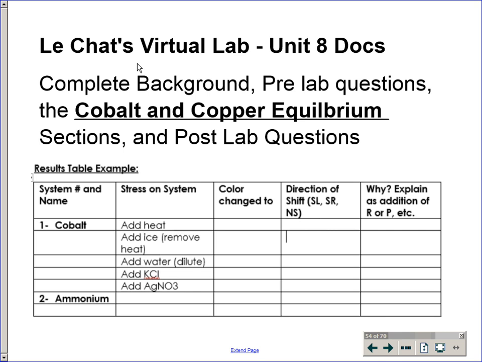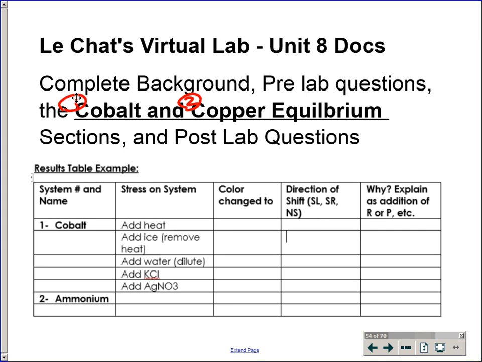You're writing down the color change that's relevant to that shift. You're deciding which way it shifted, and you're explaining why. You're just giving a really simple explanation why. Don't write me a paragraph. But you're going to do that for 2 systems. Like I said, there's 7 or 8 on there. So you're going to do it for the cobalt system and then the copper system. After that, there are a couple post-lab questions. Like I said, we'll see where we are when we get there.